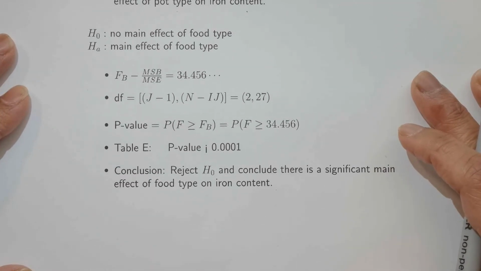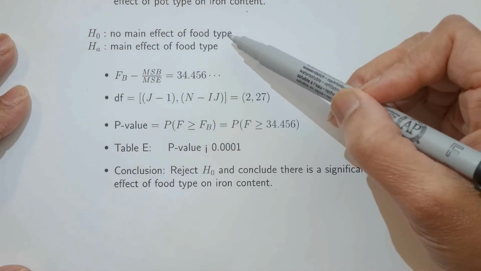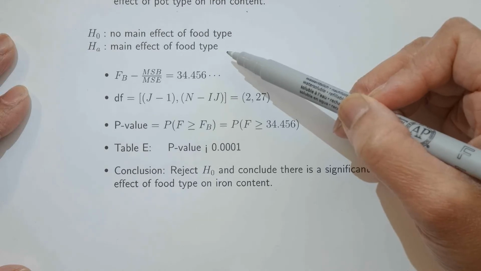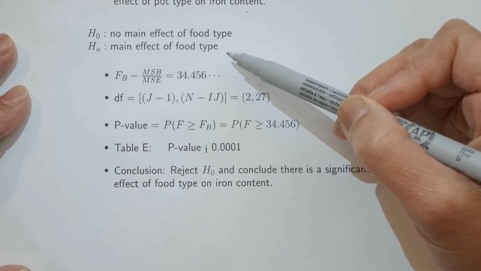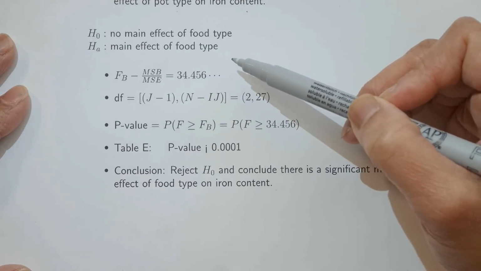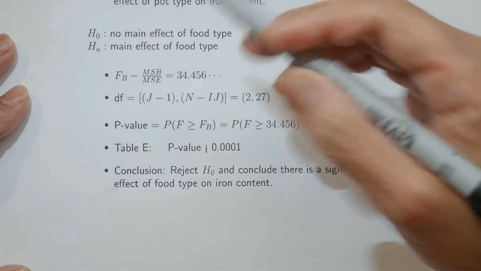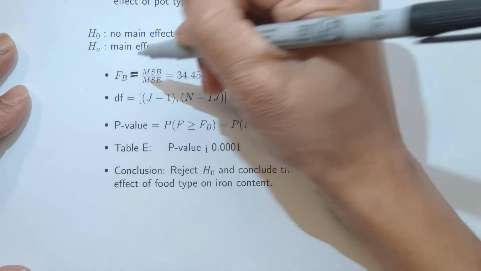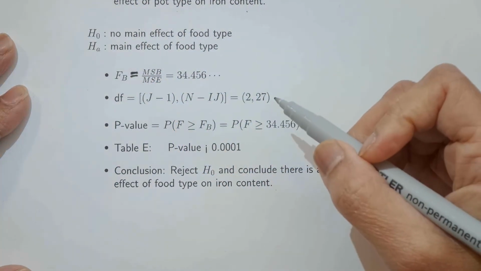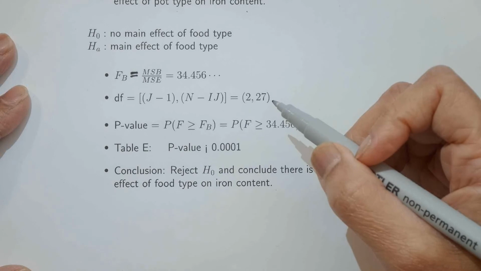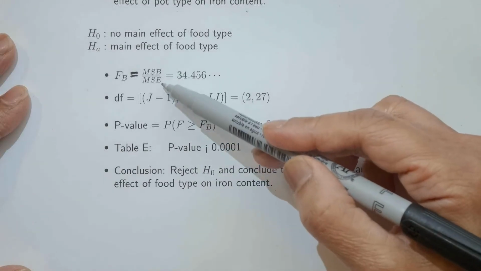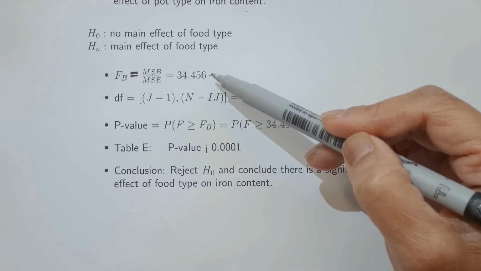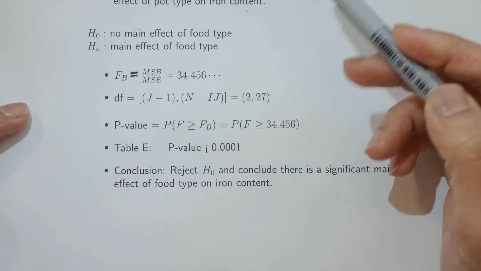So our null hypothesis would be that there's no main effect of food type, whereas the alternative would be that there is a main effect of food type on the iron content in the cooked food. And our F sub B, so our test statistic, would be the ratio of our respective mean squares. We can read that off of our table to be 34.456 and so forth.